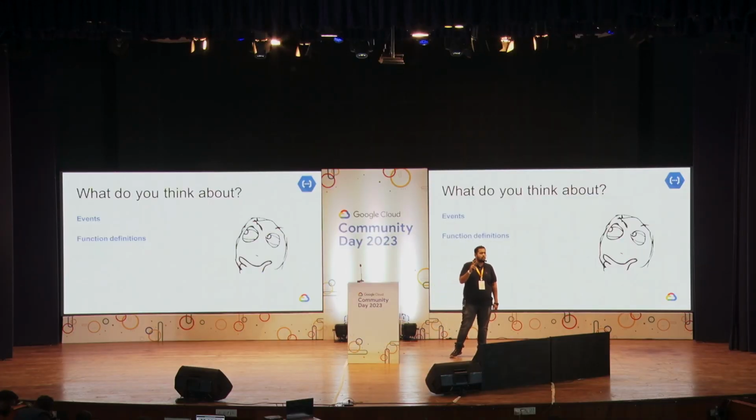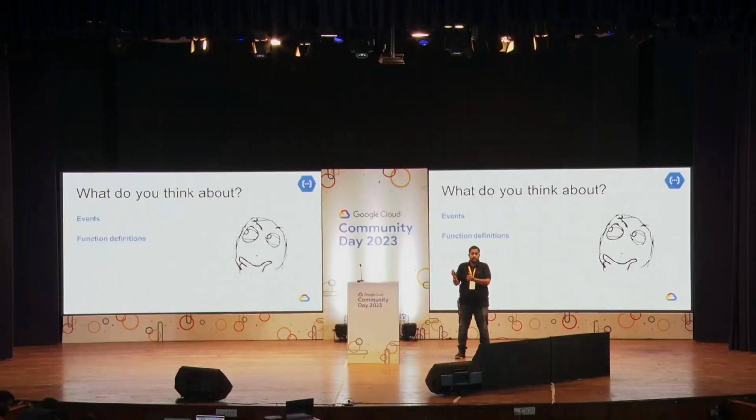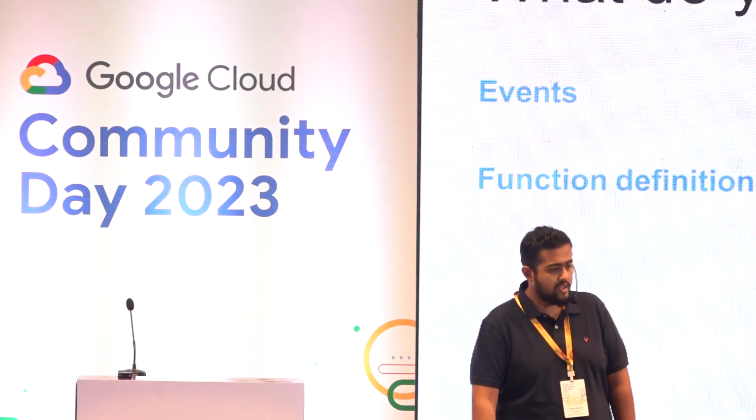So what does a developer have to think about? A developer has to think about two things. First, the events on which my function will be triggered. Events could be an HTTP trigger, Cloud Pub/Sub, or Cloud Storage. Any of those triggers can trigger your Cloud Function. Second, the function definition, which is, once this gets triggered, what does your function need to do? These are the two main things that you have to think about.